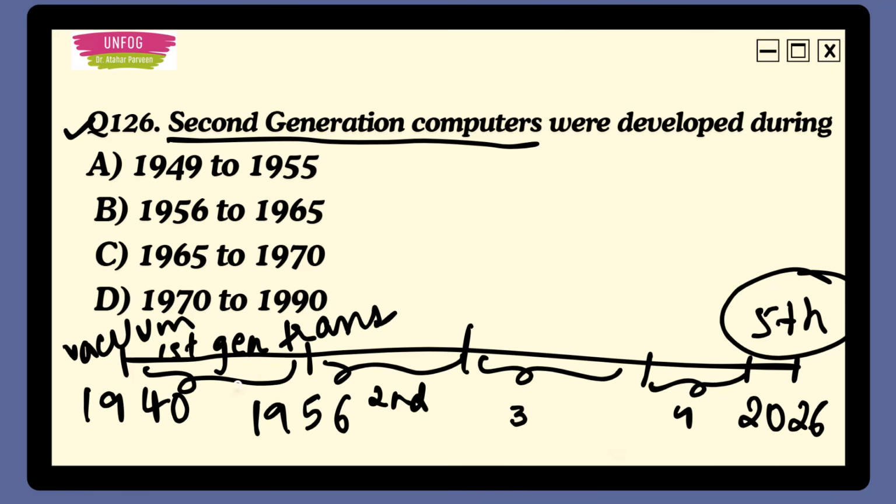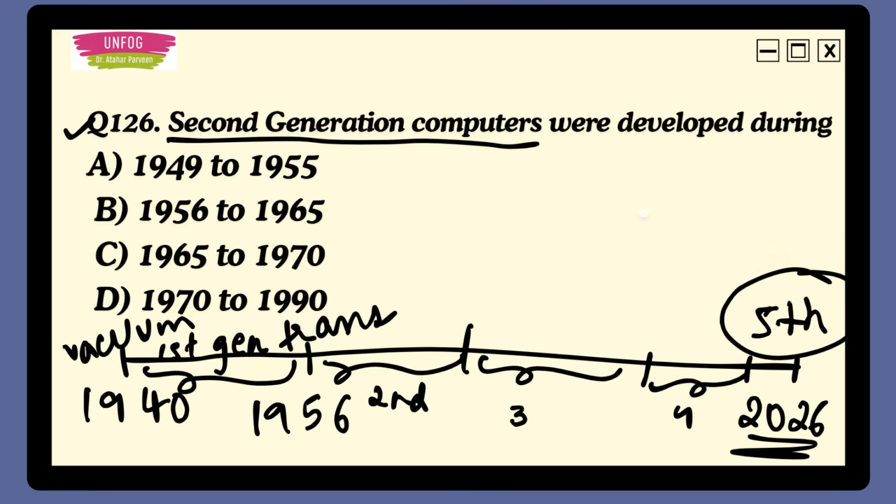Since the first generation we have come to the fifth generation in 2026. So if he asks in the exam, which computer generation are we living in 2026? You have to say fifth generation. So 5 times these computers have been developing and developing.